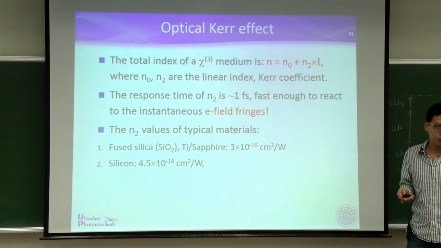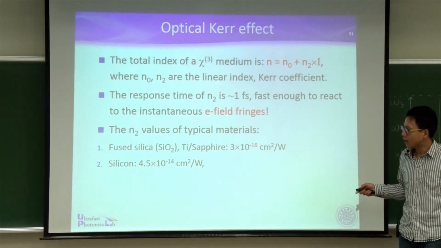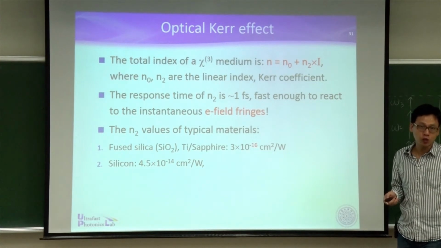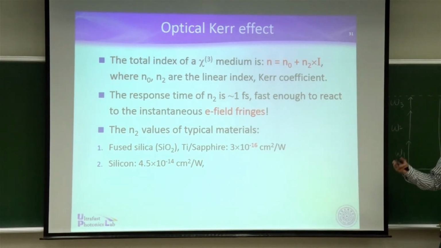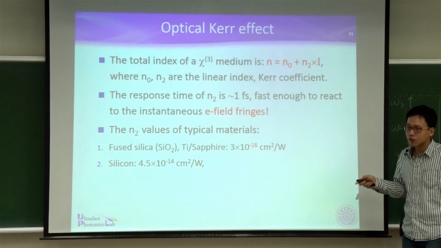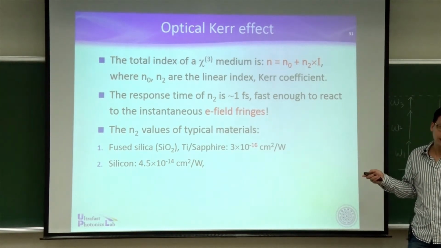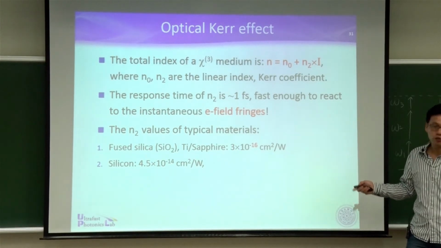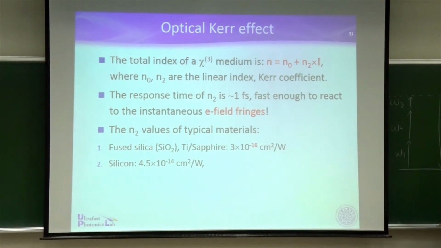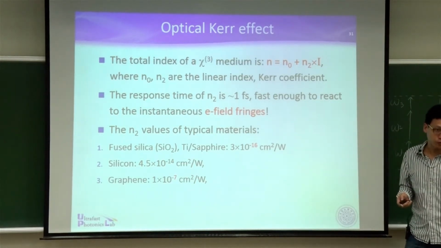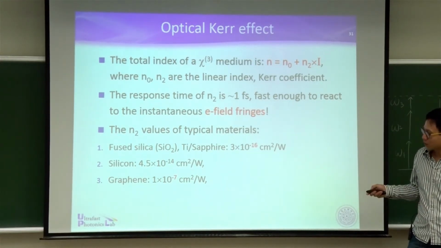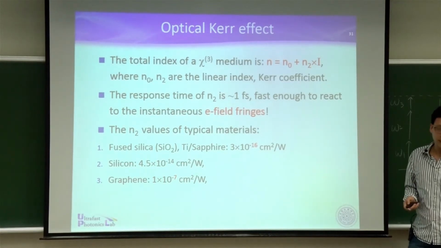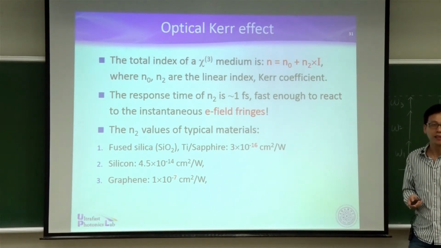And silicon is a very popular semiconductor material. The n2 value is 2 orders of magnitude stronger than glass, 10 to the minus 14th. So some research activities involve using silicon instead of silica as a Kerr medium because of the much stronger n2 value. But compared with the new material graphene, the n2 values are pretty small, right? Graphene has 10 to the minus 7th centimeter squared per watt. So it has a very, very strong Kerr nonlinearity.